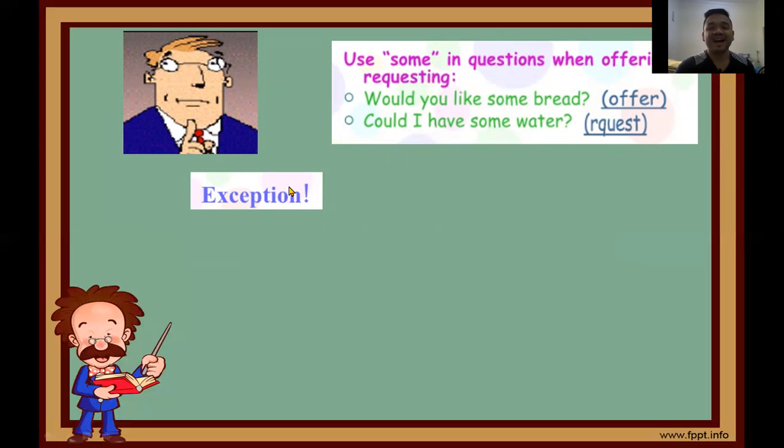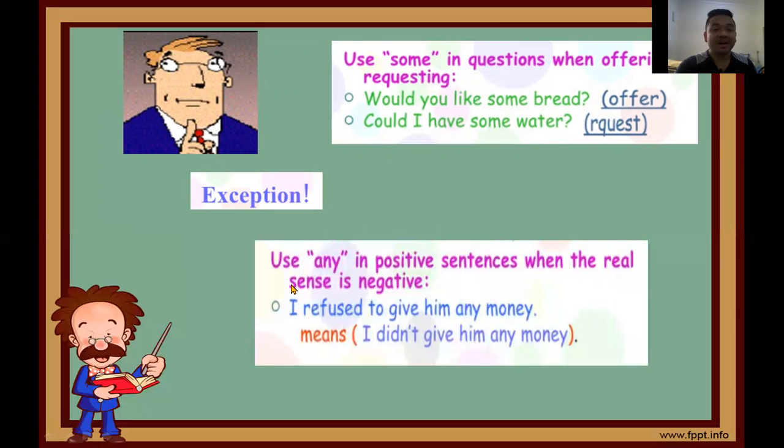Great job. Now, another exemption is use any in positive sentences. What I told you a while ago is we can use any for negative sentences, but there is an exemption once again. So again, use any in positive sentences when the real sense is negative.